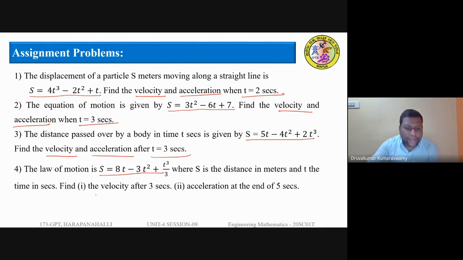Then we have to find velocity after 3 seconds and acceleration at the end of 5 seconds. Hope you can solve this.